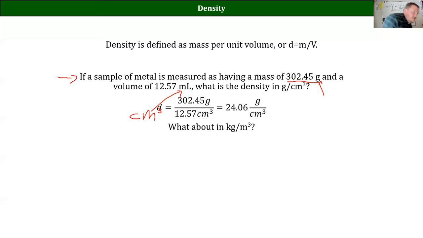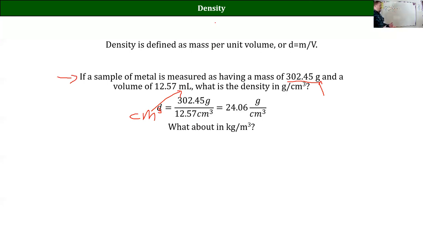If we want to take that and convert it into kilograms per meter cubed, we can either do the conversion before we find our density, or now that we have our density, it is 24.06 grams per 1 cubic centimeter. Well, grams we can convert to kilograms, cubic centimeters we can convert to cubic meters. So all we have to do is convert each of these.